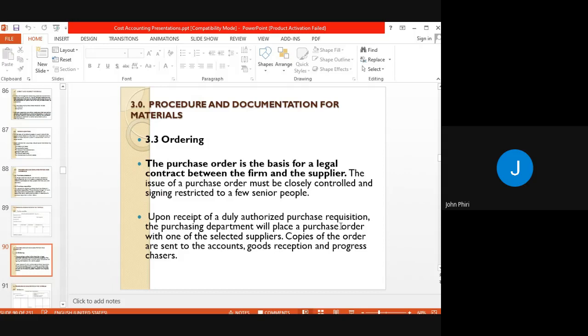Okay. So when do you raise this order? Immediately when the requisition is approved. When it is approved, then the next step is to raise the order, the purchase order. Is that okay?